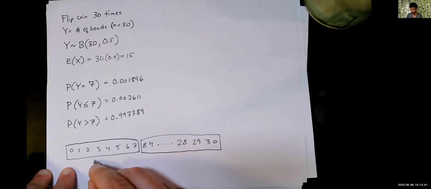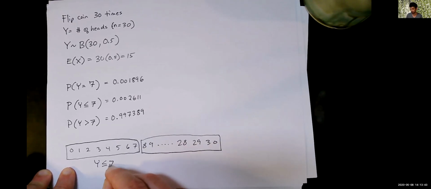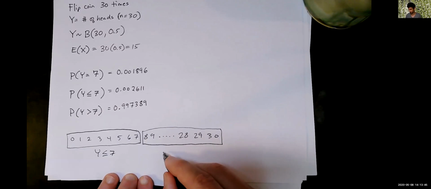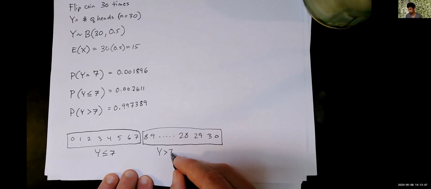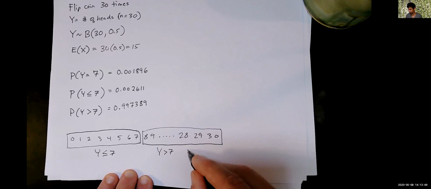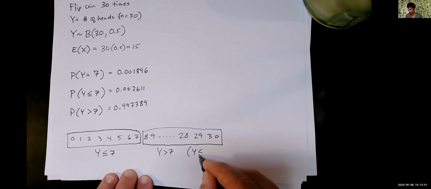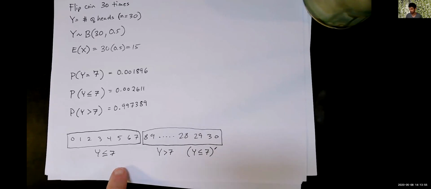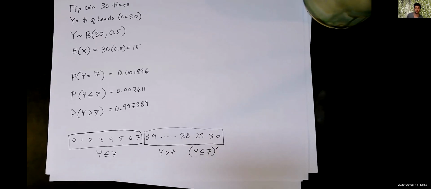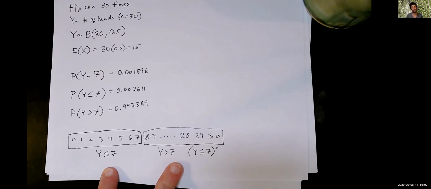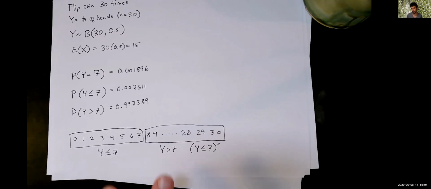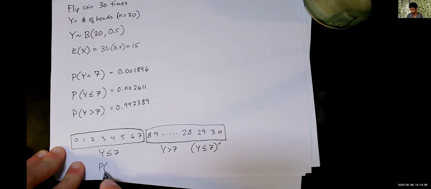In other words, this is x less than or equal to 7. These are the events x greater than 7, but this is just the same thing as x less than or equal to 7 complement, right? These two events are complements to each other. They're everything the other one isn't, okay? And we know when we have two complements, their probabilities always sum up to 1.